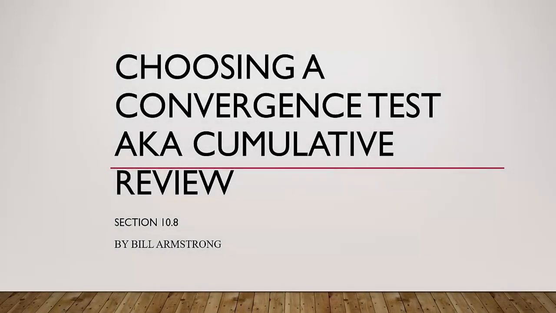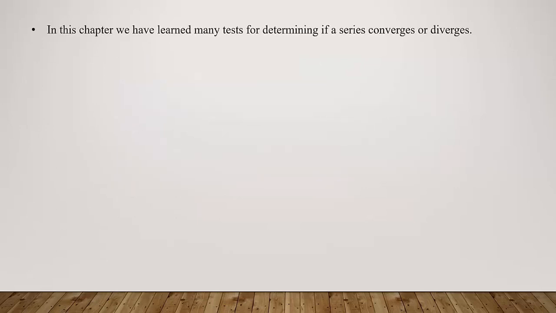All right, folks, in this last section in Chapter 10, Section 10.8, your book calls it Choosing a Convergence Test. I say it's also known as a cumulative review. And you know what? We've learned a lot so far in this chapter. We've learned many tests for determining if a series converges or diverges.